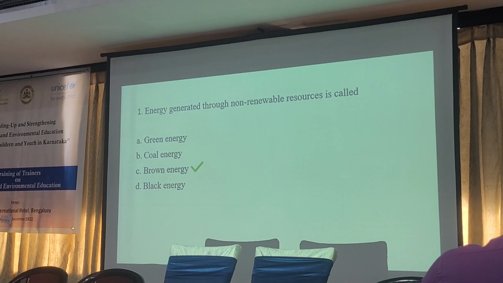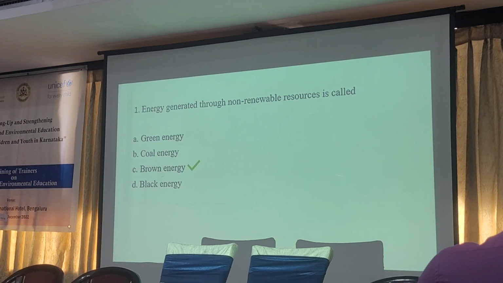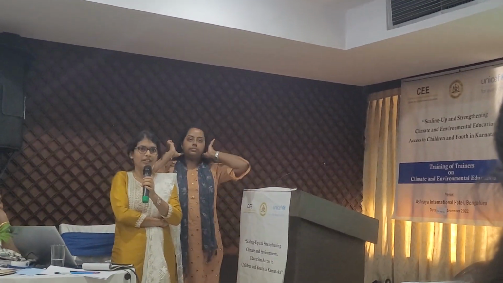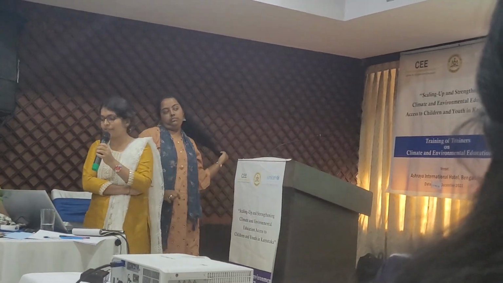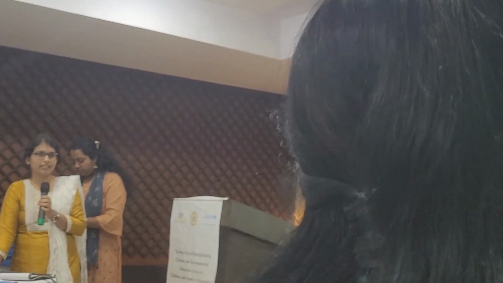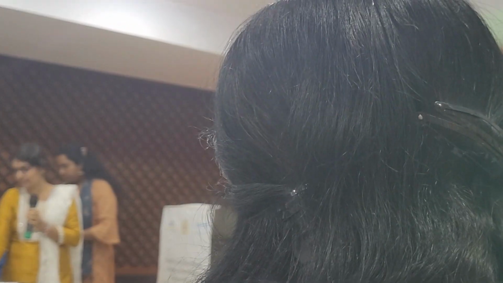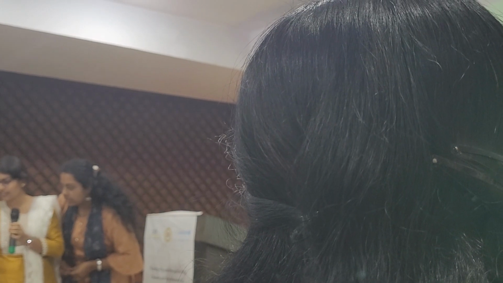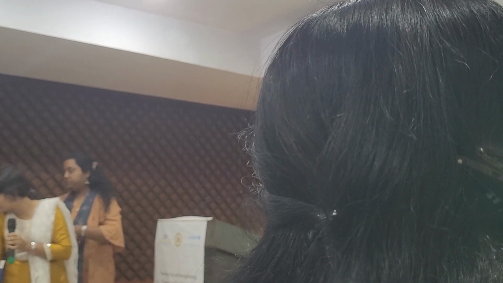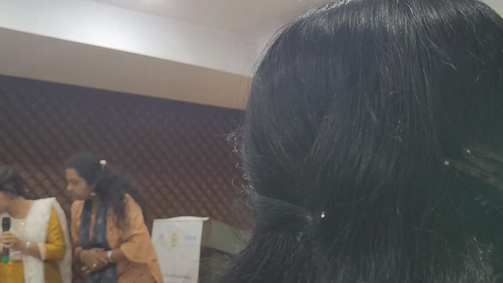Okay, should I explain about it? Explain it. Okay, brown energy is the energy that comes from the fossil fuels that we are using. It's a non-renewable energy. We all know about fossil fuels. But why is it brown? Because these processes release harmful gases. The color is brown.